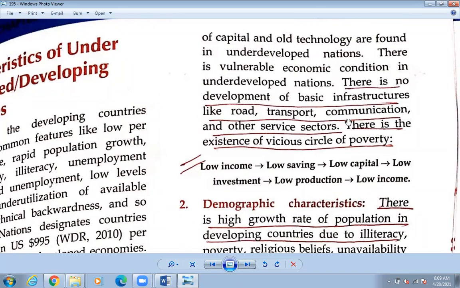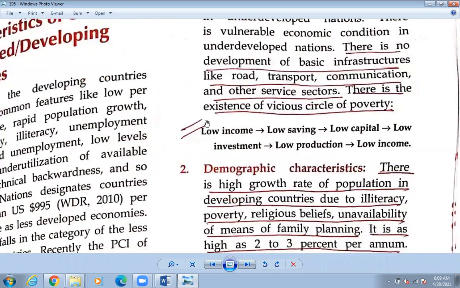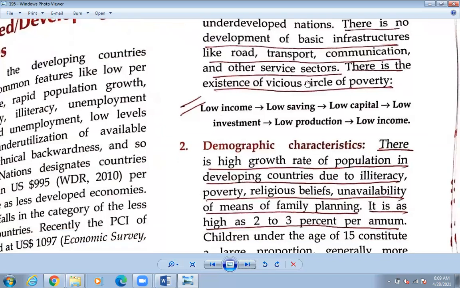So trains are unavailable. Communication facilities, in most areas we still cannot get them. All the service sectors are also not available in our country. So धेरैवटा चीजहरु देखिँदैन in our country. That means in a poor country we cannot see this type of facilities. So हामी यो पनि देख्न सक्छौँ.